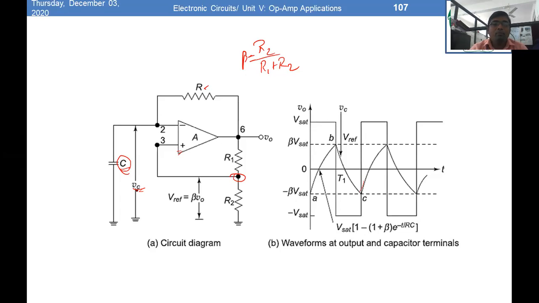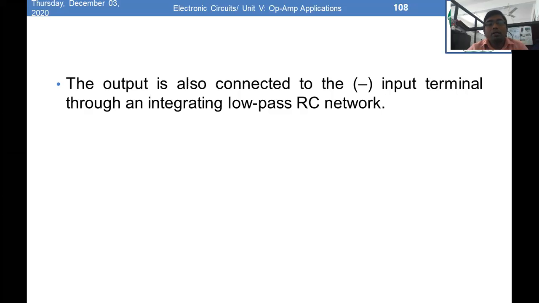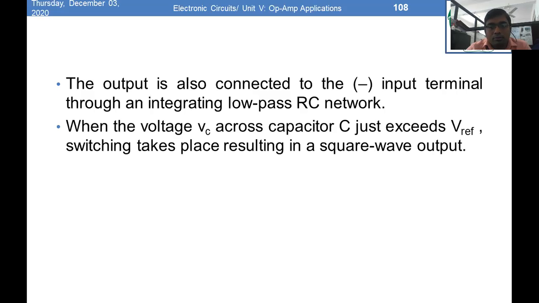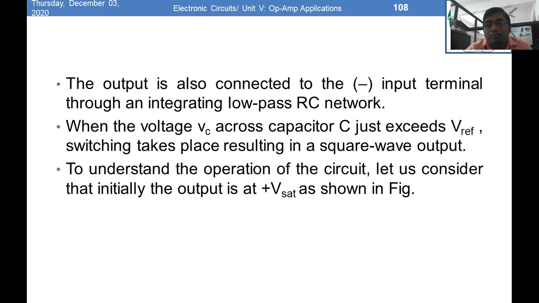First of all, we will describe the circuitry in detail and find the equations for the output voltage as well as the voltage Vc across the capacitor. Here the output is connected to the inverting terminal through an integrating low pass RC network. This resistor and capacitor form a low pass network, and when the voltage Vc across the capacitor exceeds the reference voltage, switching takes place, resulting in a square waveform. That means the switching takes place between plus Vsat and minus Vsat.